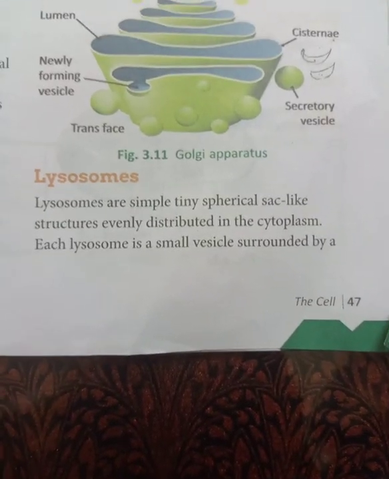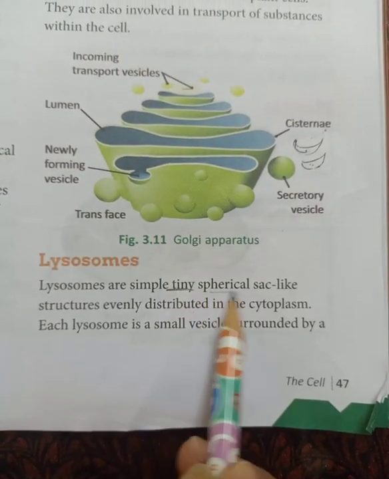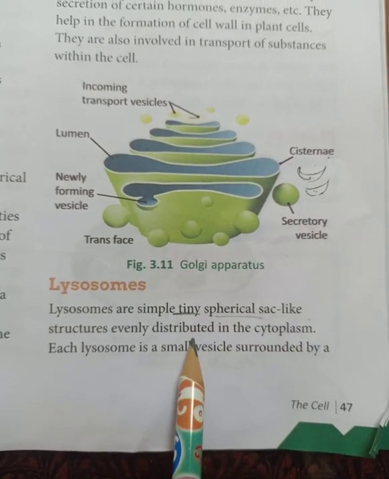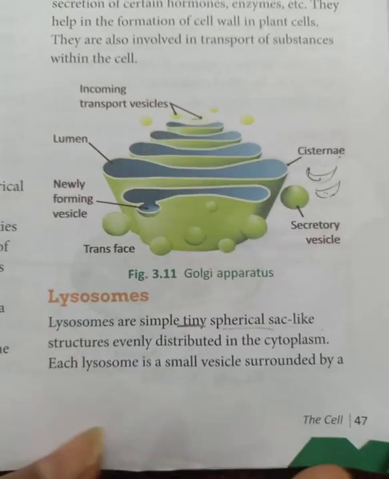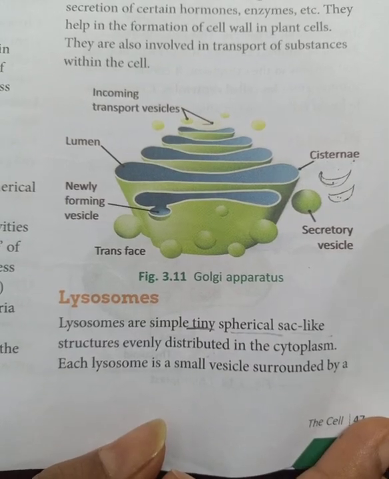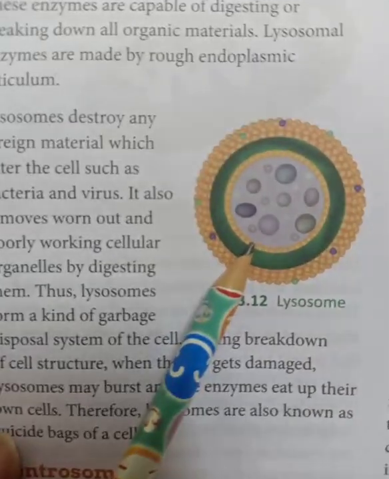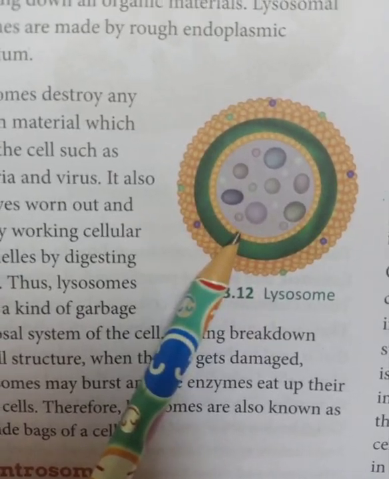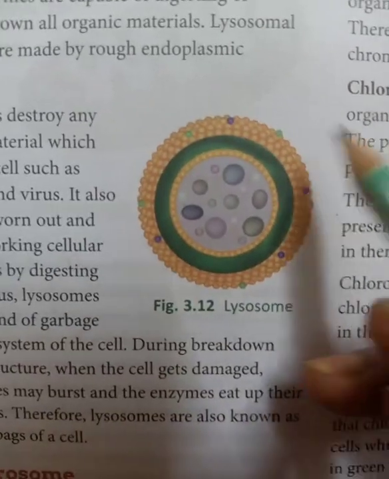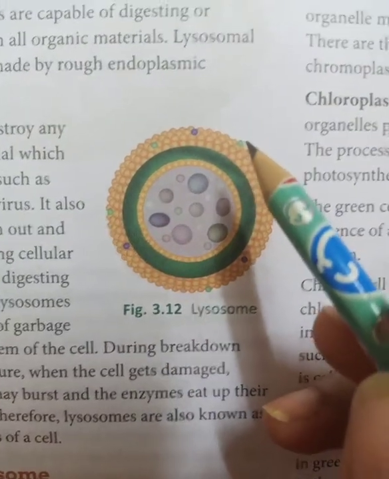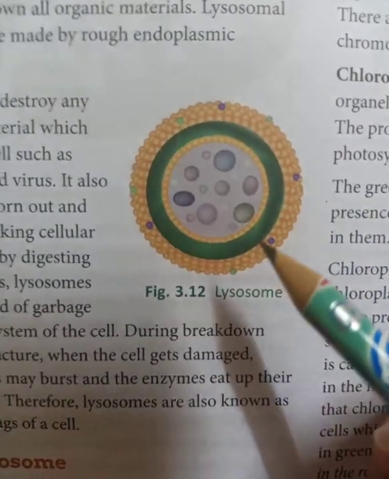Okay, lysosomes, they are simply very tiny, spherical, sac-like structures. They are of any shape. Okay, you can say they may be like a sac, they may be like a circle, they are spherical, they may be like a vesicle. So one figure is given in your book. So lysosomes, they are of any shape. Now their membrane is a single membrane.